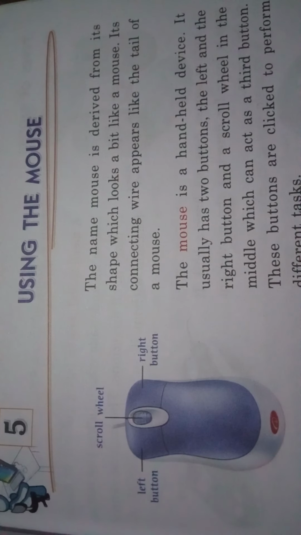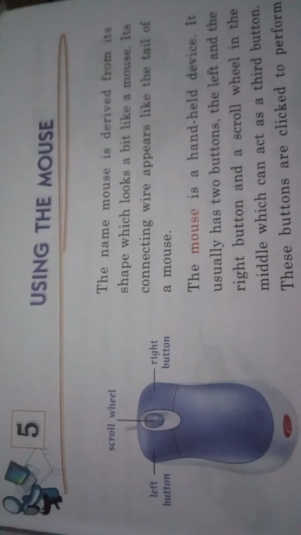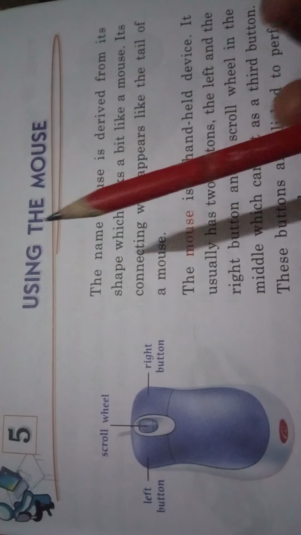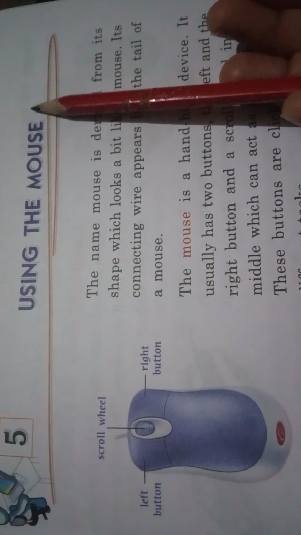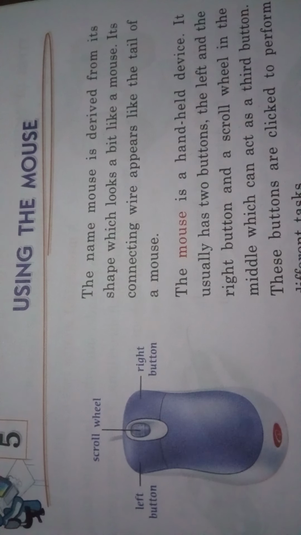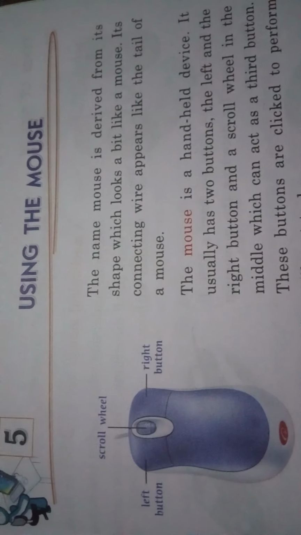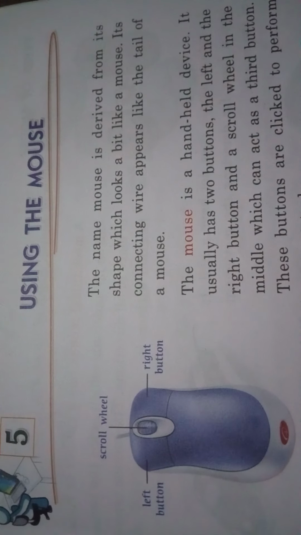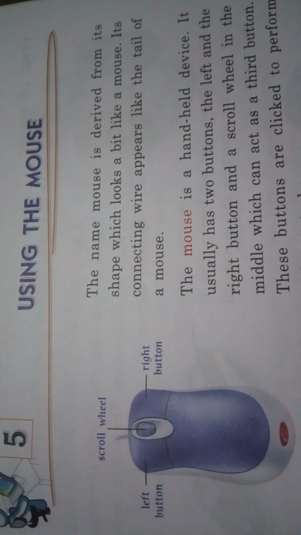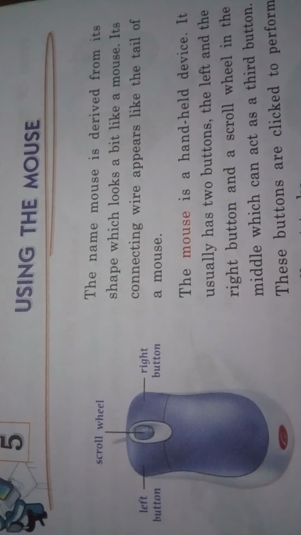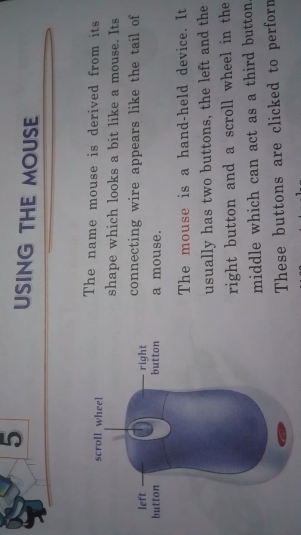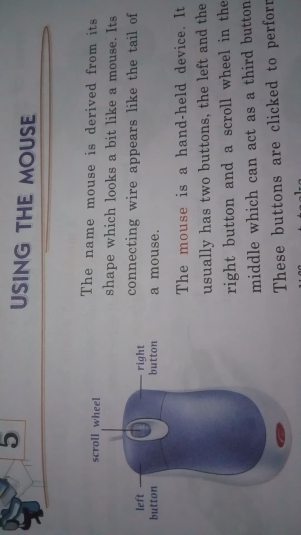Students, today we will start our fifth chapter. The name of the fifth chapter is Using the Mouse. Today we will discuss how a mouse works, which buttons are present on a mouse, and how many types of mouse there are. First we will read the lesson, after that I will explain it.